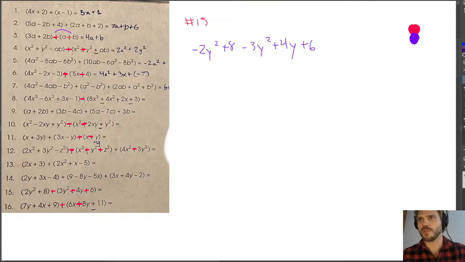Okay, so now that we've got like this combining like terms, we've got negative 2, negative 3 is negative 5. So I did the squared, so I'm going to do the y now. That's my next term. Putting it in polite form. And there's no other y. Then we've got constants. 8 plus 6 is 14.